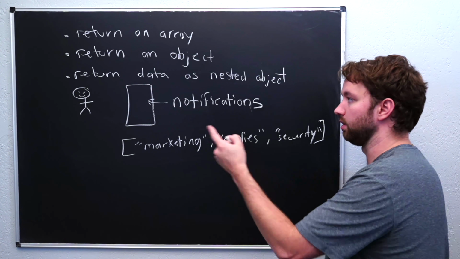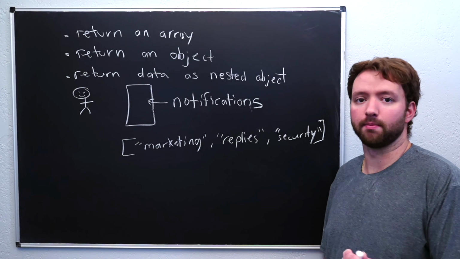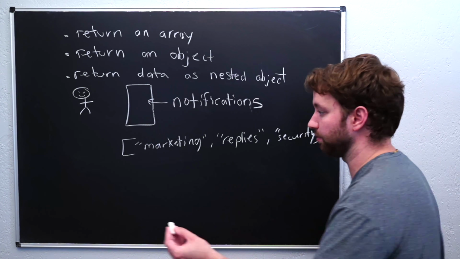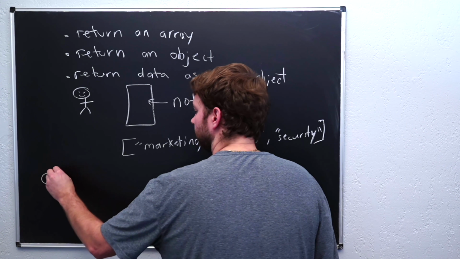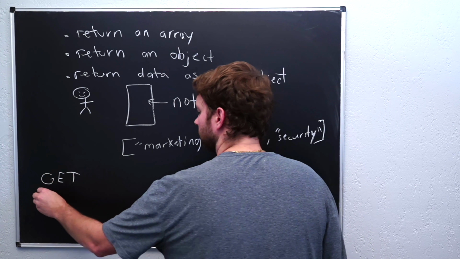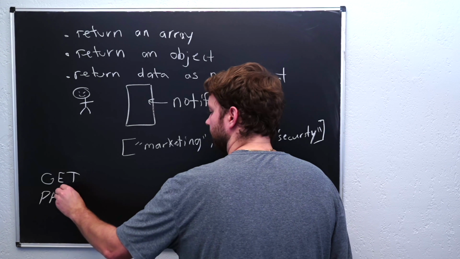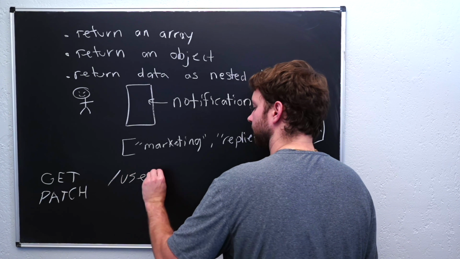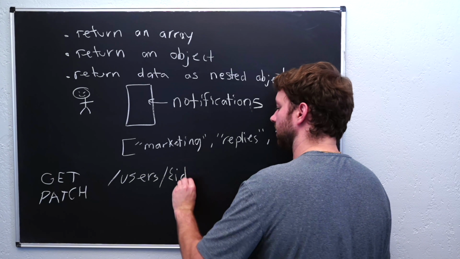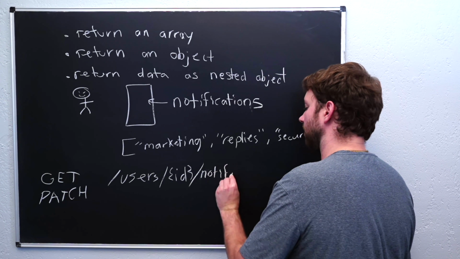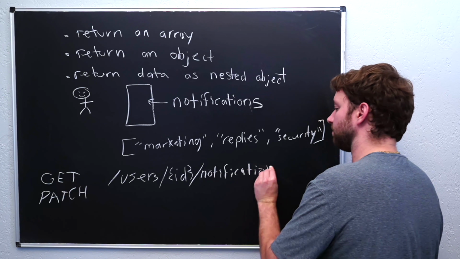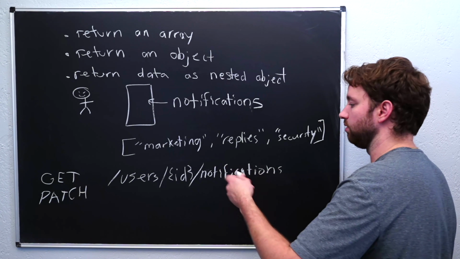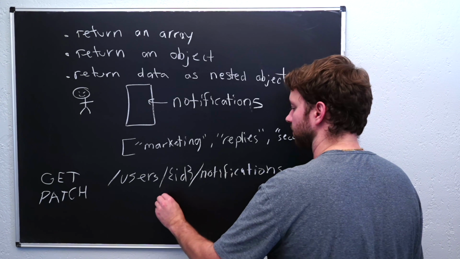If we wanted to get the person's notification settings, or the same idea if we wanted to update the user's notification settings, the method and the path would look something like this. We could use a GET for retrieving this information, or we could use a PATCH for updating this information. And then we would have /users/the ID of the user/notifications. Or you could have a more general /settings. But let's just say we're working with notifications directly, and we want to get this data for a particular user. So let's say user 123.